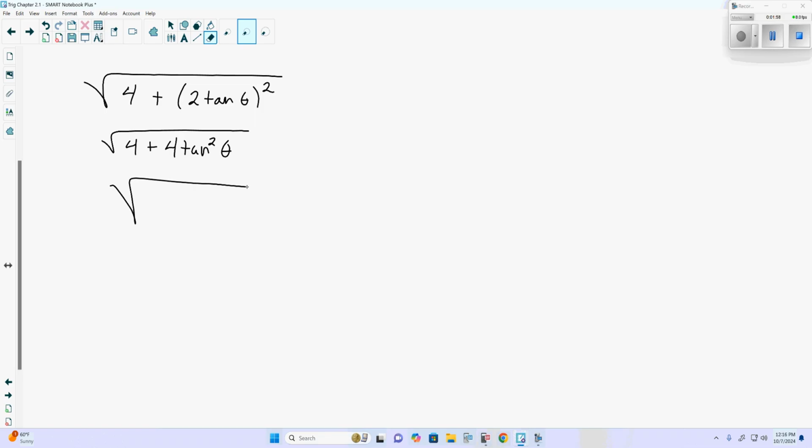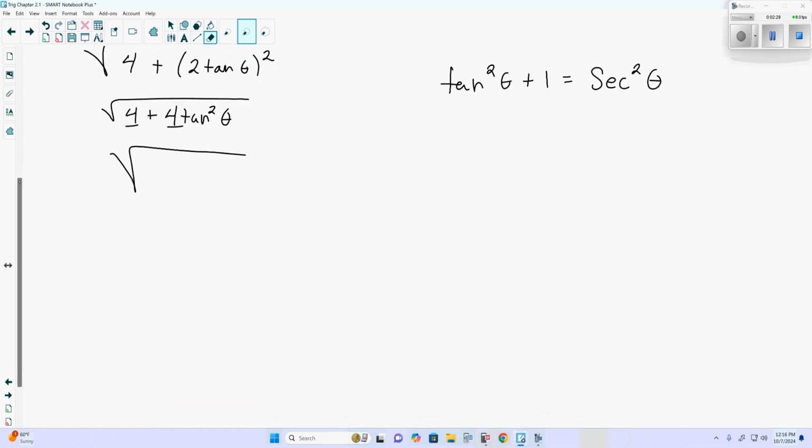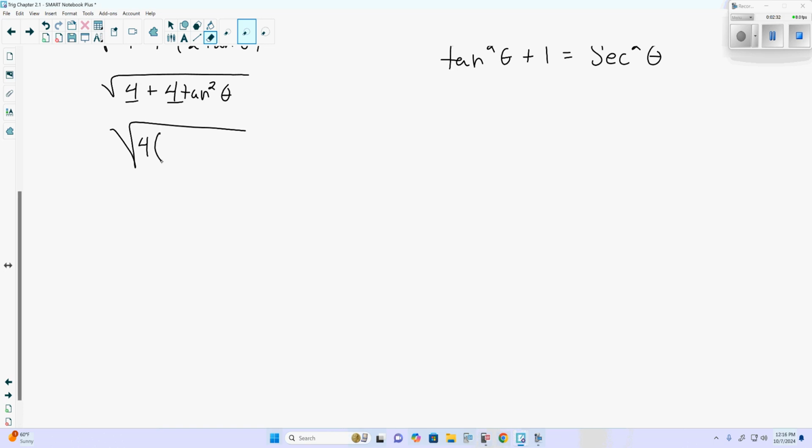And according to our reference page, our Pythagorean identities, tangent squared of theta plus 1 is equal to secant squared. That's just by definition. Well, this here looks very similar to our tangent squared plus 1. The only difference is that here we have a common factor of what? 4. I can factor that out, which would put tangent squared by itself plus 1. I did flip the two terms, but I just did that so that they look more similar.